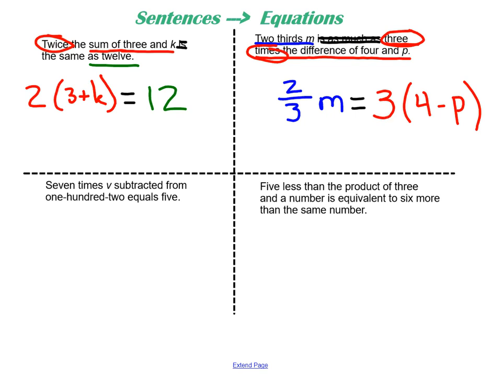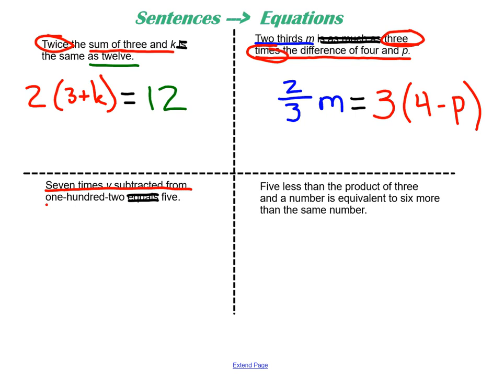It says 7 times v subtracted from 102 equals 5. So first thing, I have the word equals, so that's pretty obvious where my equal sign is. So let's go ahead and look at the left side here. I have 7 times v subtracted from 102.